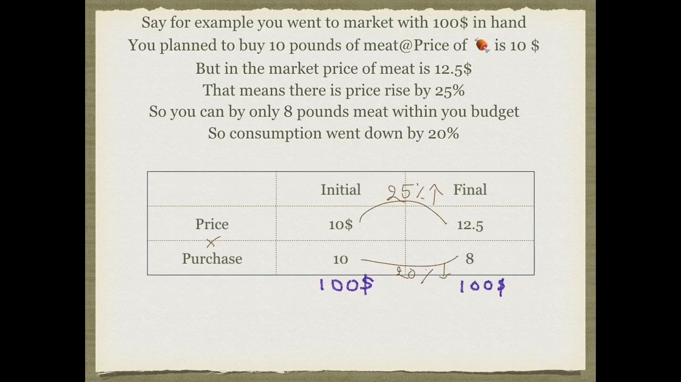So say for example, you went to market with $100 in hand. You plan to buy 10 pounds of meat at a price of $10. But in the market, the price of meat is 12.5. Oh no. That means there is a price rise by 25%. So you can only buy 8 pounds of meat within your budget. So consumption went down by 20%. So observe the table below and you can understand.